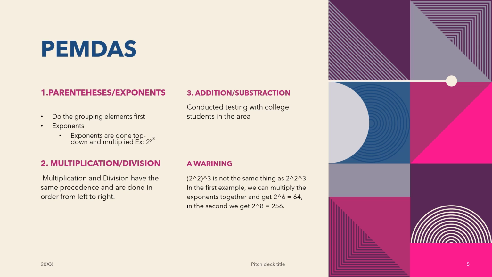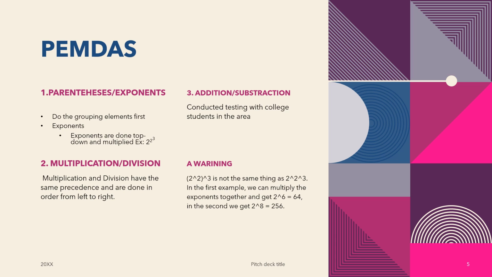Now, if you're going to do a problem this way, you start with parentheses and exponents. Do the grouping elements first, which we did in this problem. Now, when it comes to exponents, we want to keep in mind that exponents, if there are no parentheses involved, are done from top down. For example, 2 to the 2 to the third power. Now, after we take care of those, we go on to multiplication and division. Now, multiplication, division, and the next step, addition and subtraction, frequently mess people up.